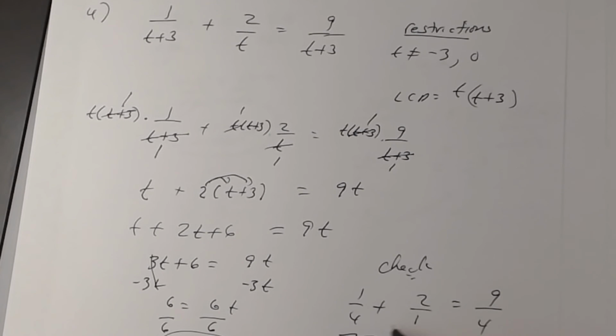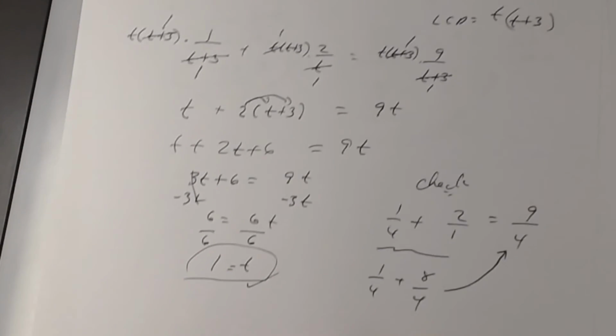Do y'all remember that the LCD here is 4, right? So 1/4, and do y'all agree that 2 is the same thing as 8 over 4? Yes or no? Okay. 8 over 4 is 2. So what's 1/4 plus 8/4? 9/4. So 1 works. 1 is the solution.